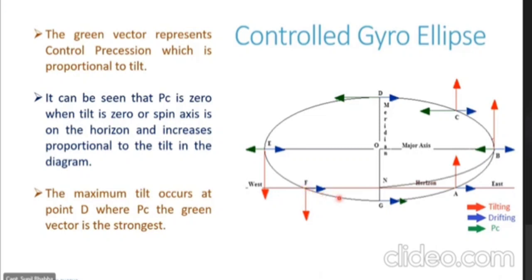Moving further, when you go from Foxtrot to Golf. Now the Golf point has a downward tilt, meaning it is below the horizon. The spin axis is pointing below the horizon. The tilt is down. Now with the tilt down, the control precession is generated, but it acts in the easterly direction. Because we know from the control precession formula or expression that the control precession acts easterly whenever the tilt is down. You can see the green color vector acting here in the eastward direction. Golf is the only point which is below the horizon in this entire ellipse, and it is the only point where the control precession is acting in the easterly direction.